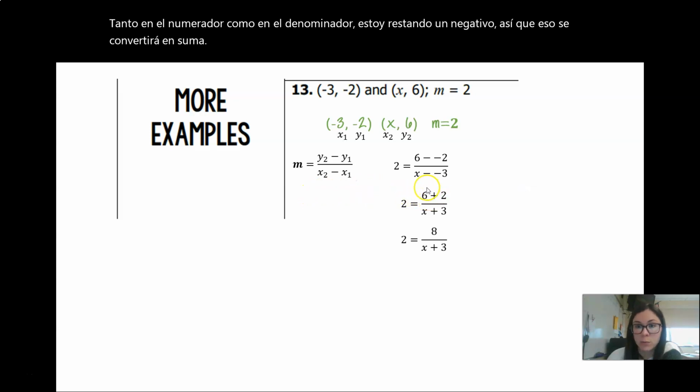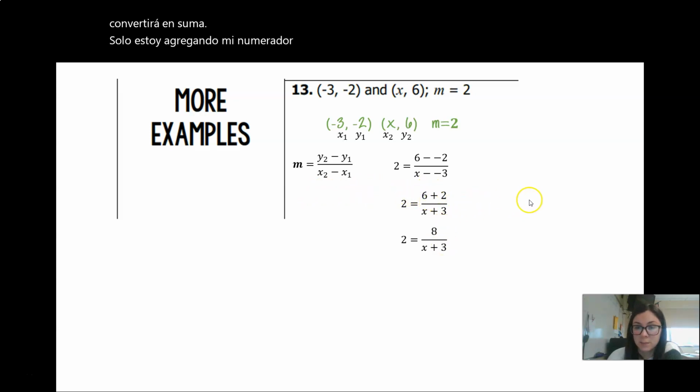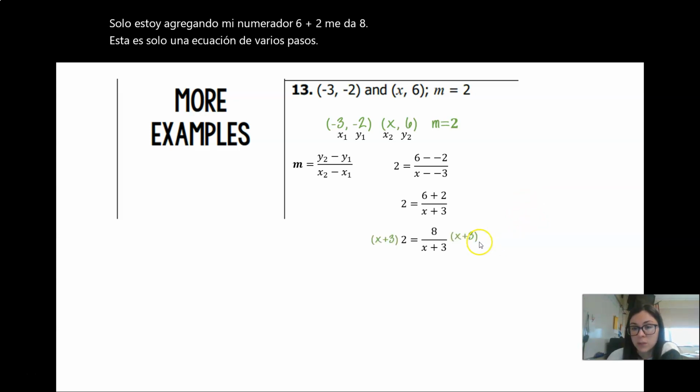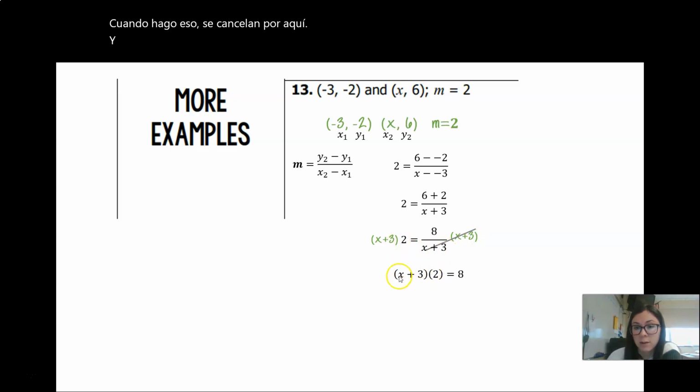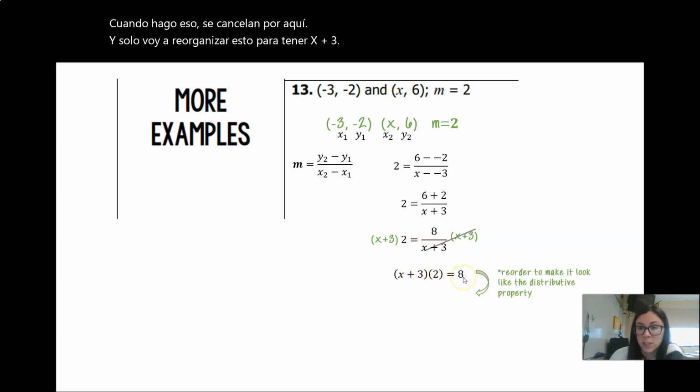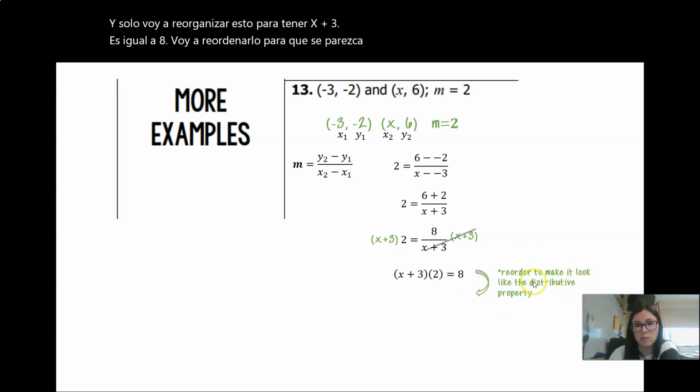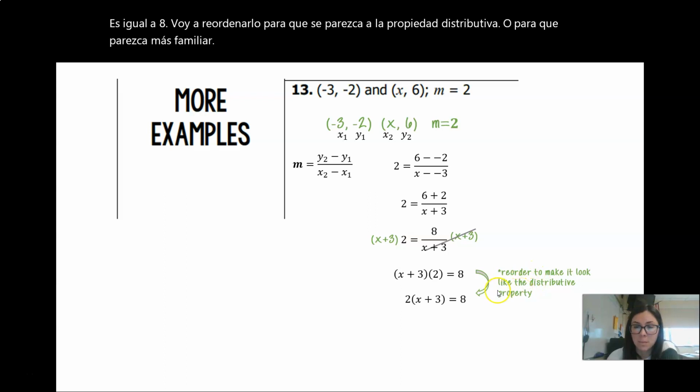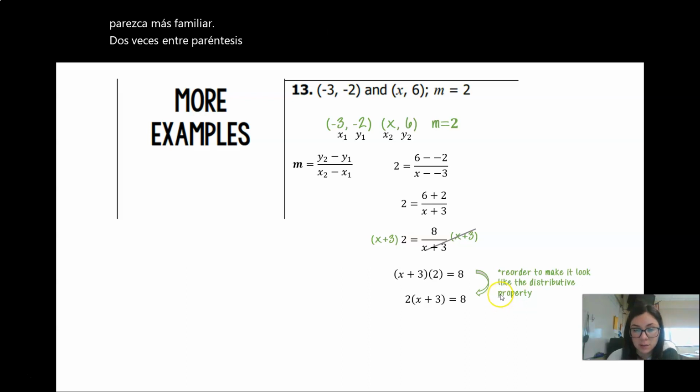I'm just adding my numerator. 6 plus 2 gives me 8. Now this is just a multi-step equation. I'm going to multiply both sides by my denominator. When I do that, they cancel out over here. And I'm just going to rearrange this so I have x plus 3 times 2 is equal to 8. I'm going to reorder it to make it look like the distributive property, or to make it look more familiar. 2 times, in parentheses, x plus 3 equals 8.